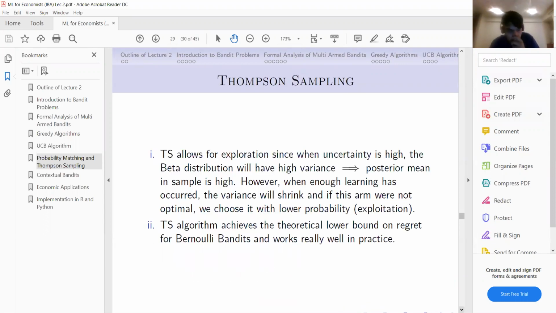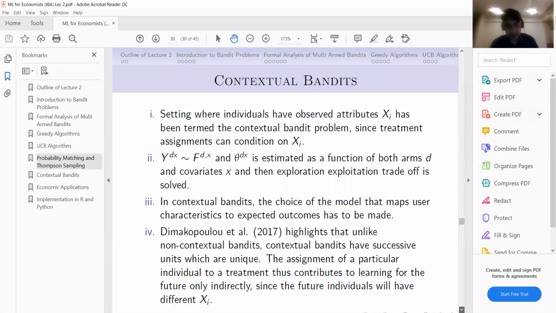And yeah, so the Thompson sampling algorithm achieves the theoretical lower bound which we discussed, which was logarithmic in the number of steps. And for Bernoulli bandits, it achieves this with very high probability, with very high precision, even in a relatively small sample, and works very well in practice for Bernoulli bandits.